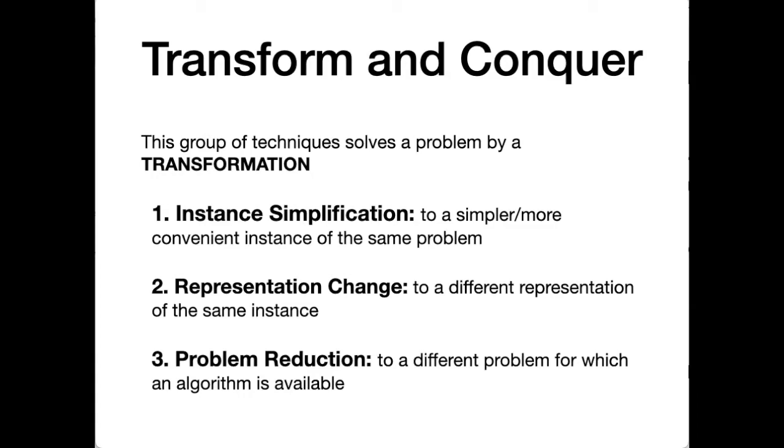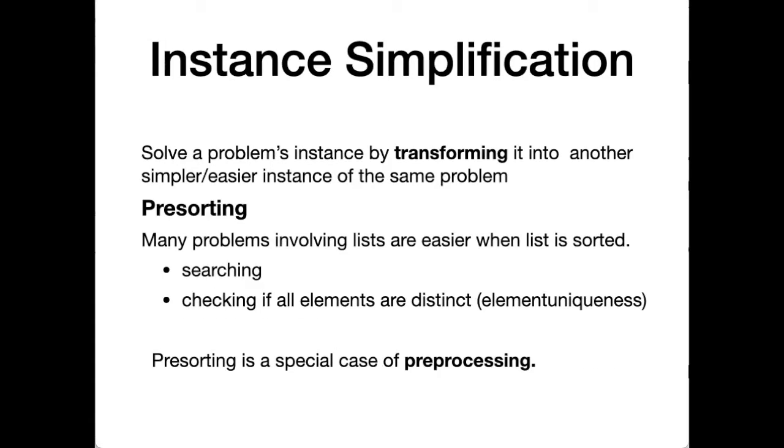So let's start with the simplest one, instance simplification. For instance simplification, we solve a problem's instance by transforming it into another simpler or easier instance of the same problem. Most of the time, instance simplification includes sorting. There is what we call pre-sorting. It's pre-sorting because we sort the input instance before we conquer it.